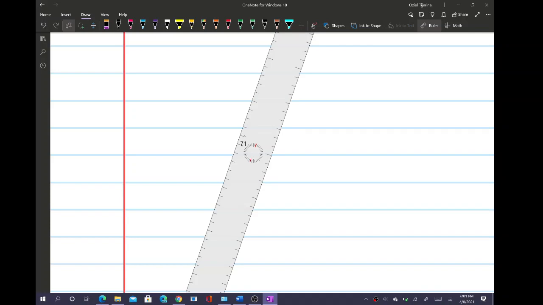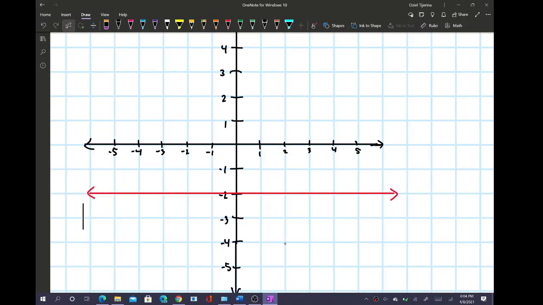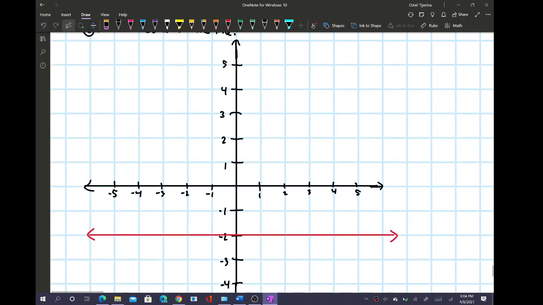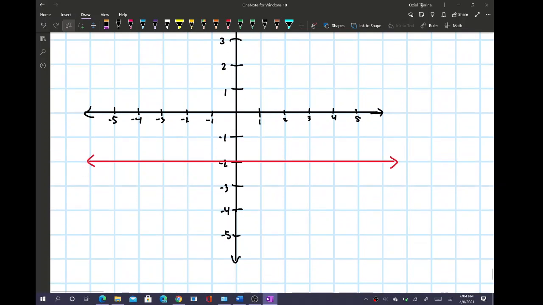Okay, so let me go ahead and draw the other one. This one says to find the slope of, so this one is number 8, right? Oh my goodness. Hold on, guys. So find the slope of the line, right?